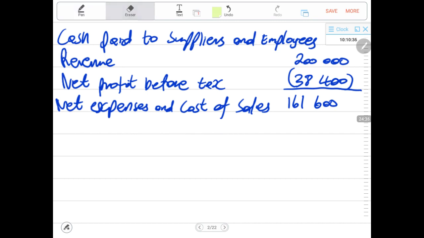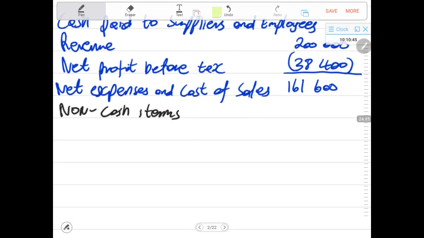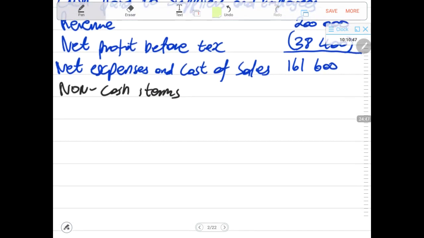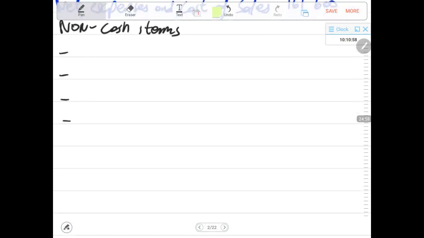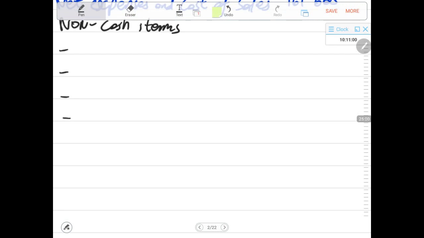Let me just put it in simple terms: we are speaking of what we call non-cash items. So I can start with the non-cash items. We know that there will be depreciation, there was the write-down of goodwill, and there might be a profit or loss on the sale of an asset. So let me just leave the four bullet points there. Then after that we will have non-operating items.